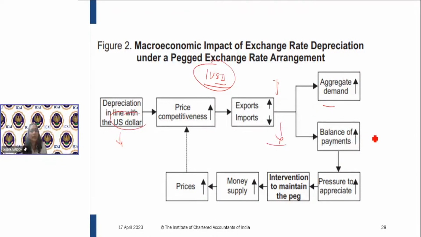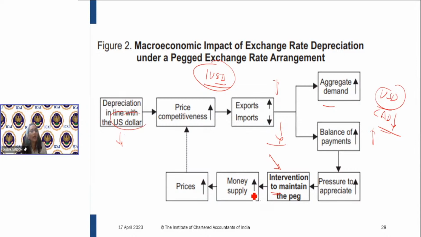And that is why your balance of payment will improve. So your current account deficit will decrease and you will have more USD. You become strong, which means your currency appreciates. Your currency appreciates means the bank has to intervene, because you cannot allow appreciation.